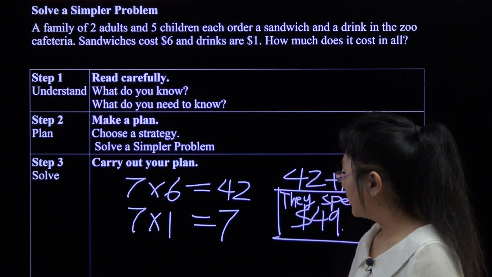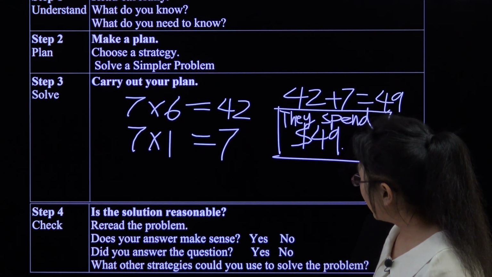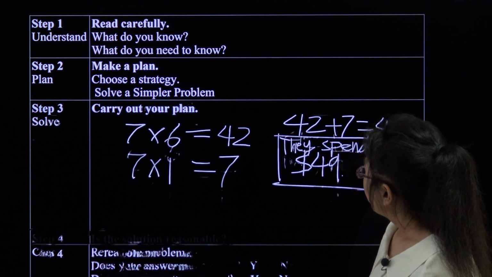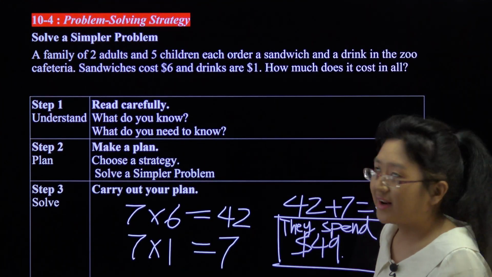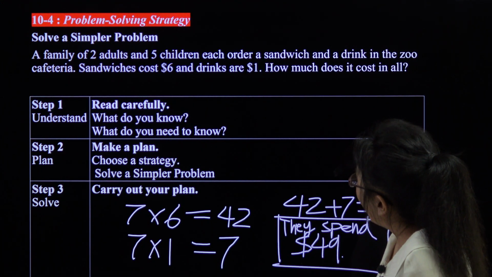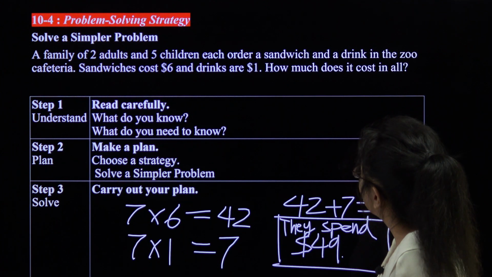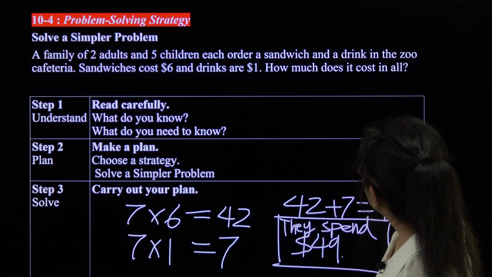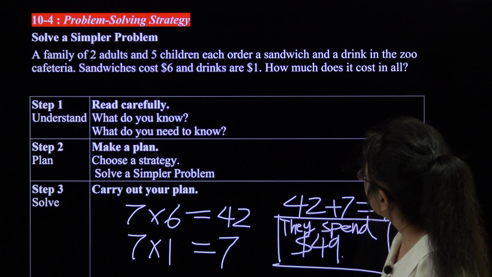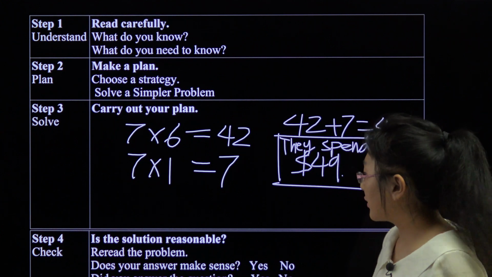Yay! So, is the solution reasonable? Reread the problem. Does our answer make sense? I mean, our calculations make sense. But then again, we have to make sure our numbers are correct. 2 adults, 5 children, each order 1 sandwich and 1 drink. So yeah, that's 7 people. Sandwiches cost $6. We got that right. Drinks are $1. Okay. Our numbers are correct.